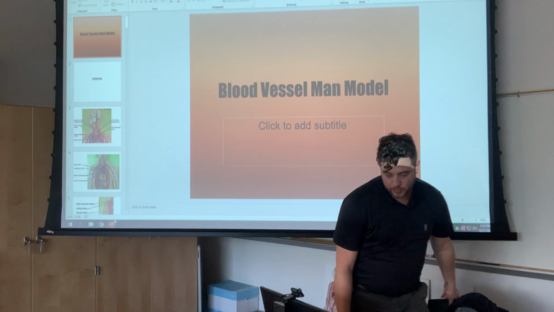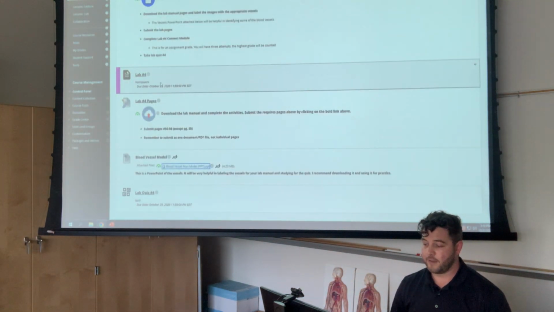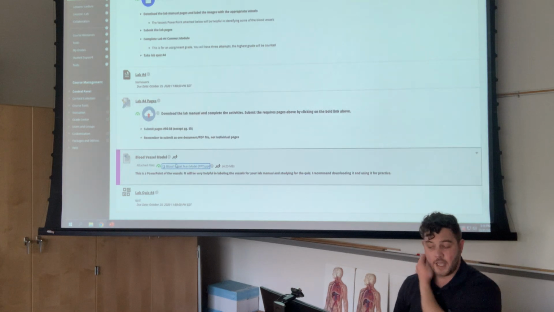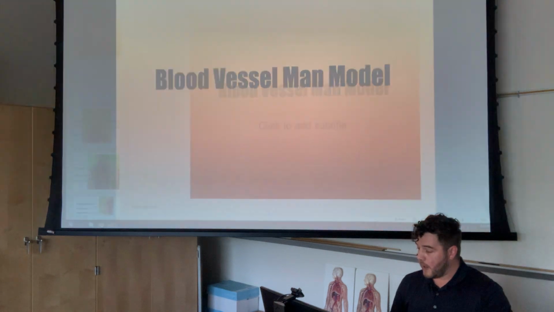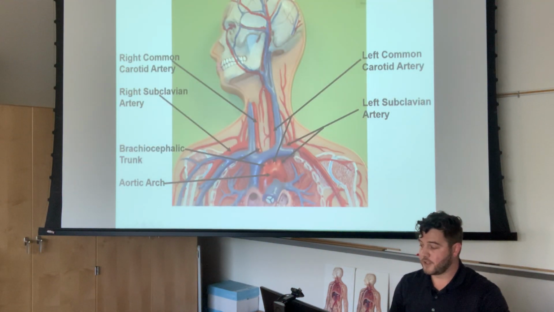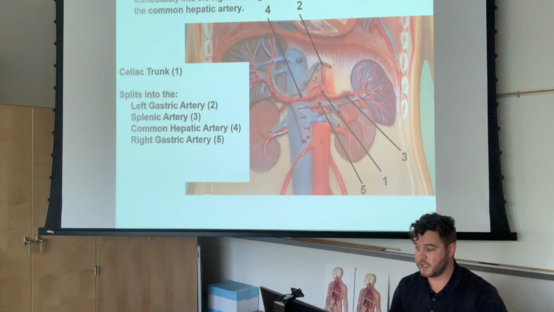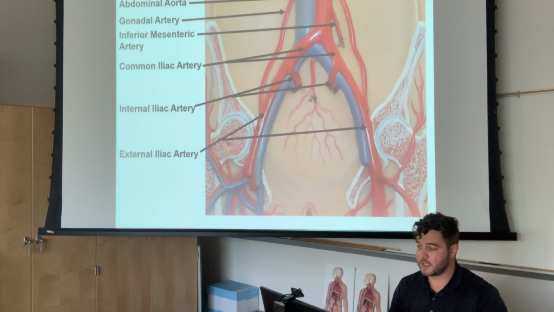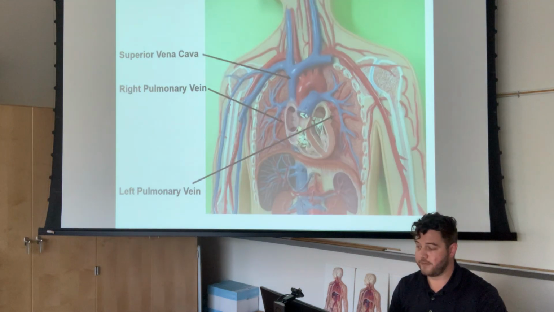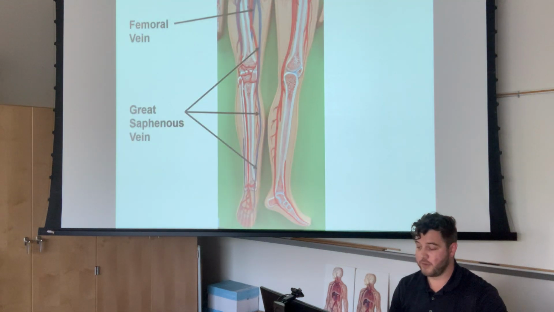So this is on Blackboard. In the lab 4 vessels, you have the assignment, the pages that are due, and then you have this thing called blood vessel model. This is just a great PowerPoint that has all of the vessels labeled for you. So as you go through it, it has very clear labeling about what is what. It breaks apart the celiac trunk, gonadal arteries, abdominal arteries. It goes into the veins, gives you all of these, hepatic portal circulation, everything.